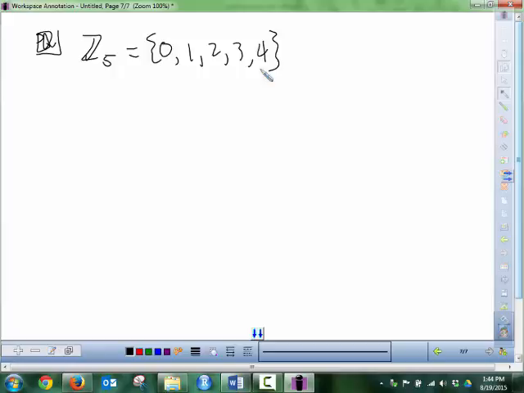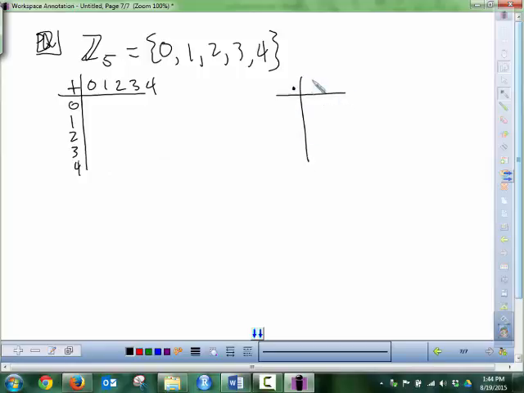So let's make an addition table and a multiplication table. If I add 0 with anything, I'm just in the first row and the first column, which is just going to be the original numbers again.